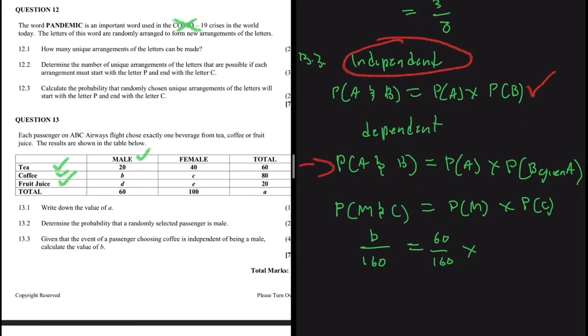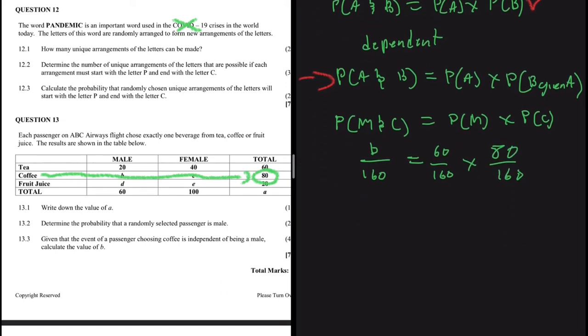So let's look at the total number of people that picked coffee, right? So we have coffee here, and then we just go on a straight line, and here's the total. So 80 people picked coffee. So we're going to have 80 divided by 160. So we're basically solving for B. So we're going to have B being equal to 60 divided by 160 multiplied by 80 divided by 160 multiplied by 160. We're multiplying by 160 on both sides so that we can find B. Yeah, so basically we're going to have B is equal to 30.